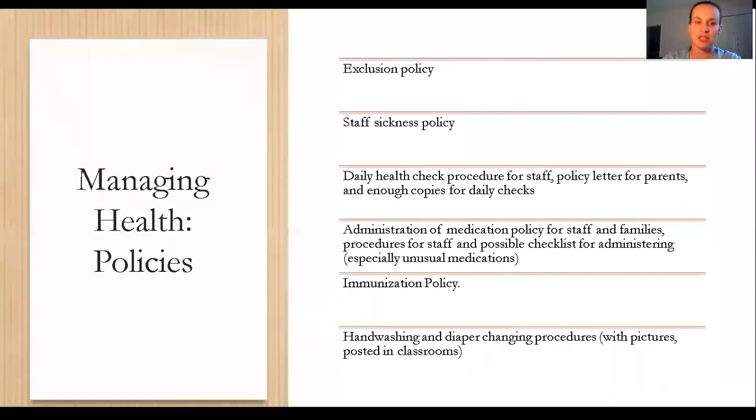All right, I'm going to jump into managing health, and I sat down for a minute and wrote out some of the policies that I might need when doing health. You need an exclusion policy for illness and sickness, and then you need one for staff as well. You need daily health check procedures for your staff. You need a policy letter or part of your employee handbook for parents. And then you need enough copies of the daily health check, if it is in writing in your program, to be able to do it for a long time. You need an administration of medication policy for your staff, and then for your families in the employee handbook.